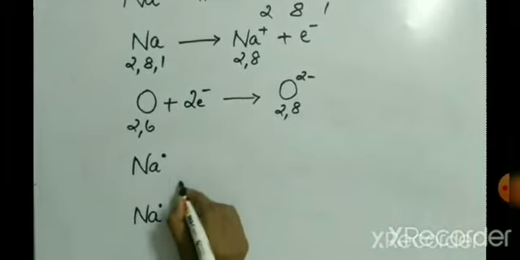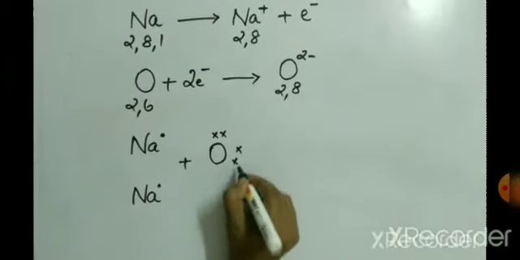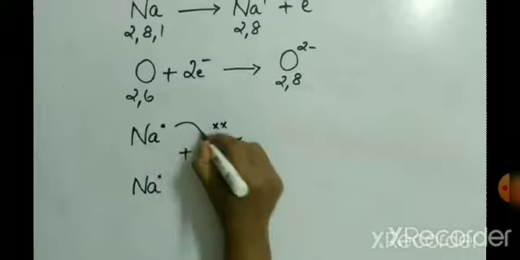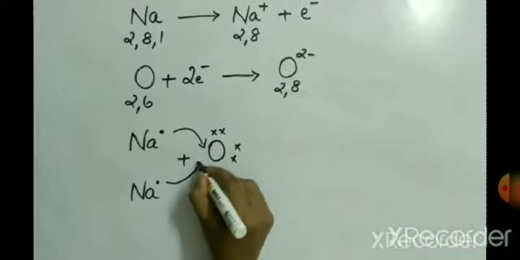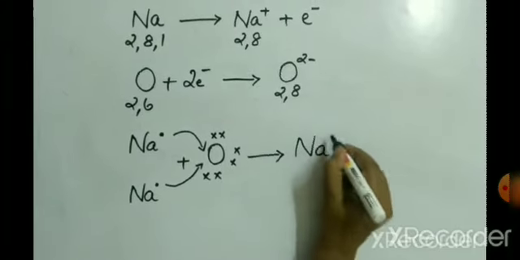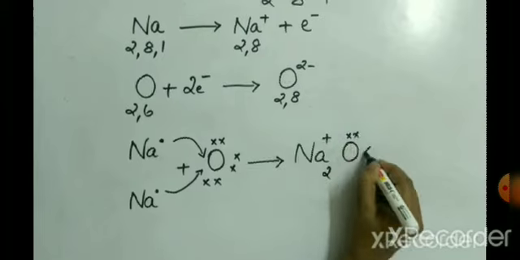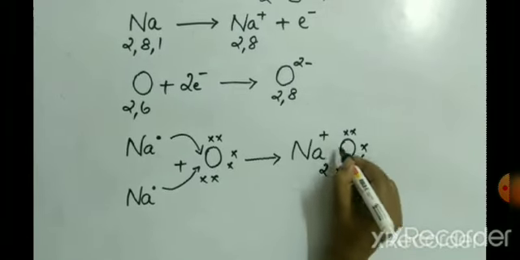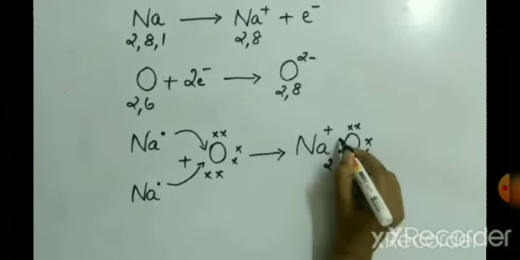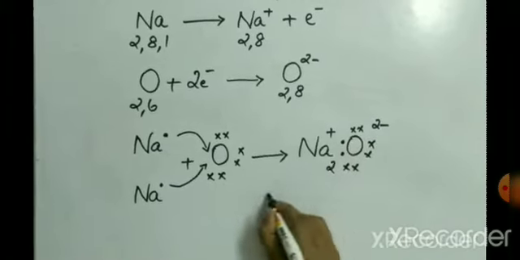Lewis representation. Start with 2 sodium atoms, 1 valence electron each. Oxygen, 6 valence electrons. Each sodium atom transfers 1 electron to oxygen atom. 1 electron is transferred from each sodium, so it is Na+, but 2 such ions are produced. Since 2 electrons are gained by oxygen, it is O2-. Sodium oxide.